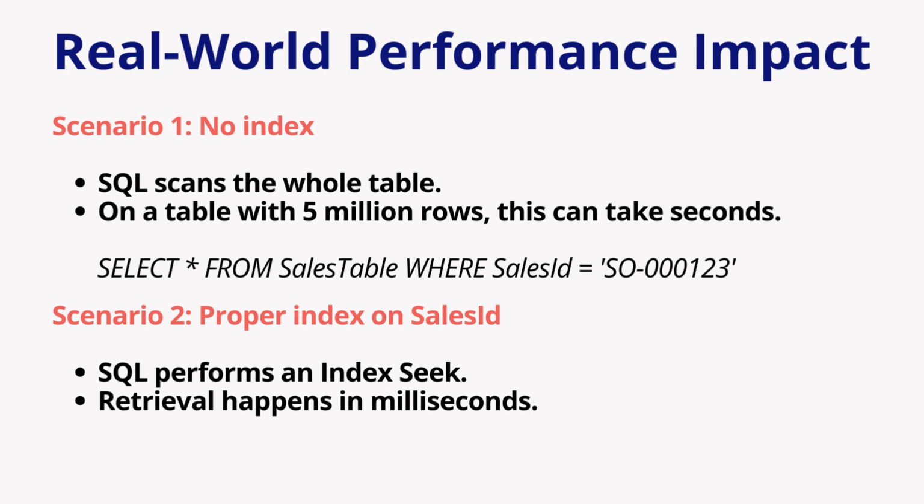Here's a quick real-world example. Scenario 1. No index. SQL scans the entire table. On a table with 5 million rows, this could take seconds. Scenario 2. Proper index on sales ID. SQL performs an index seek and retrieves the data in milliseconds. The difference is huge. That's why indexing correctly is so critical.